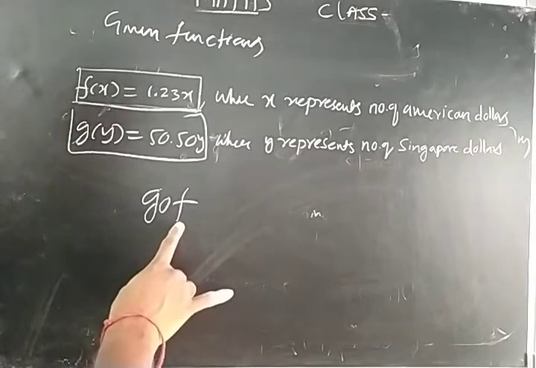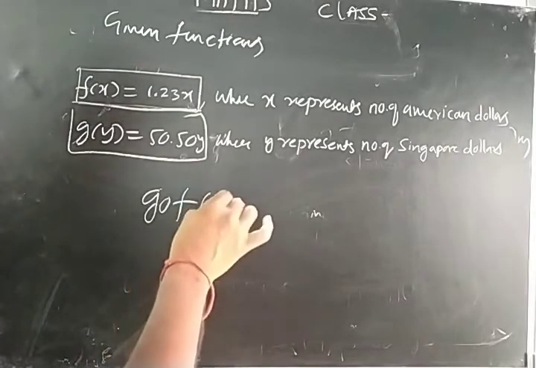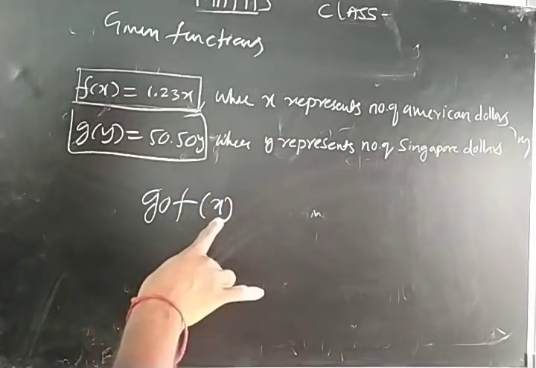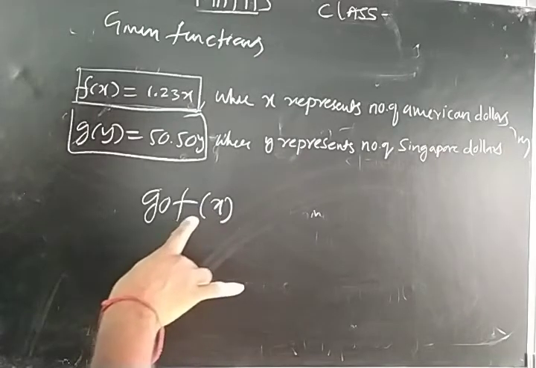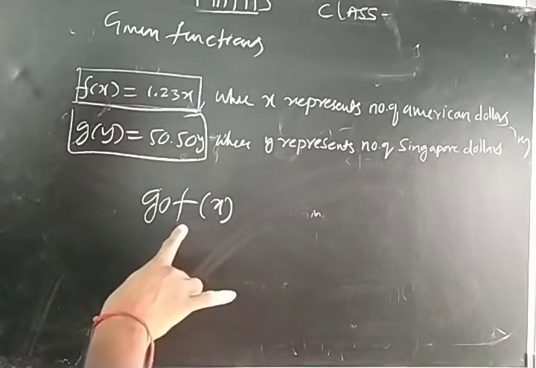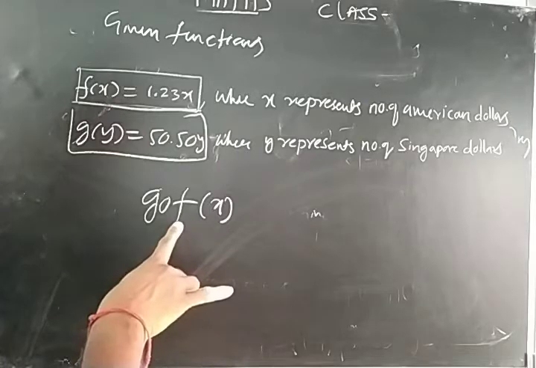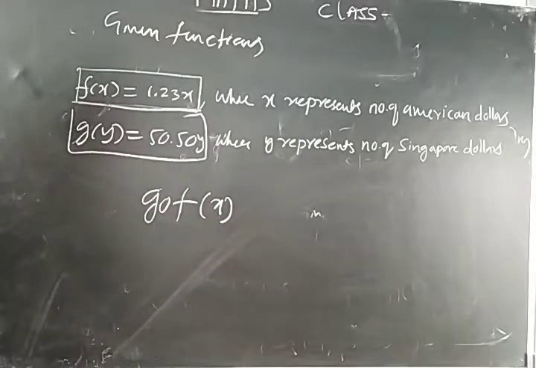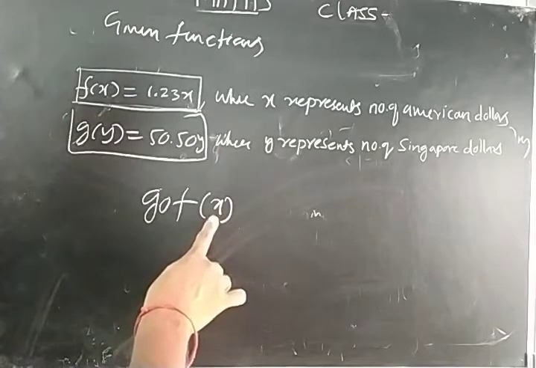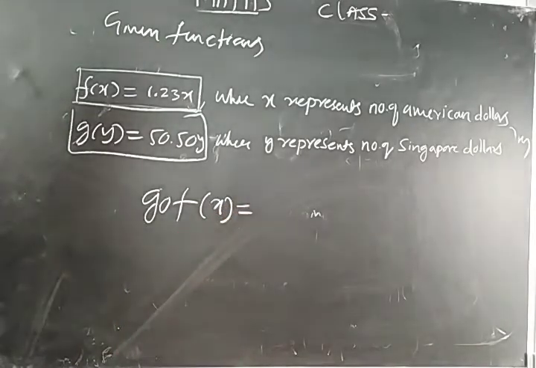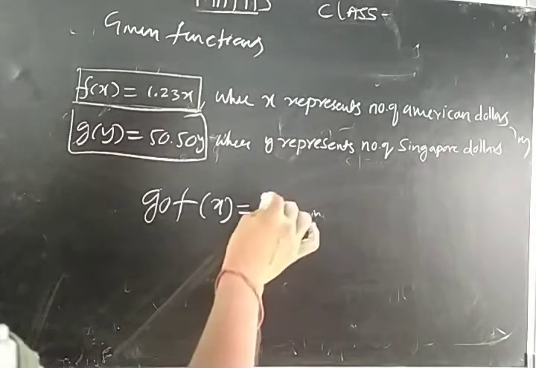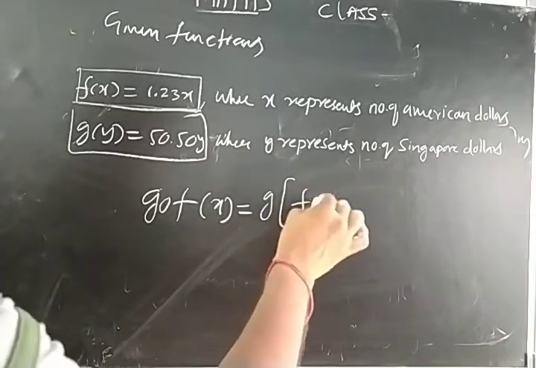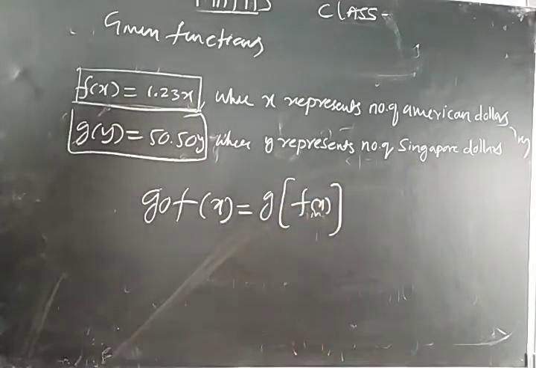Here the first function is f, that means we are taking x, American dollars, and f converts it into Singapore dollars, and g converts Singapore dollars into Indian rupees. So here x is the American dollar. So how to convert? I am going to find the function g circle f of x. How can we find it? g of f of x.